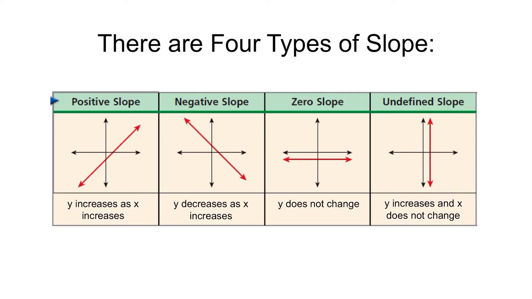If your graph is not changing, that means that it has 0 slope. That is because y does not change as x increases, and the graph of this line will be a horizontal line. If your graph is just going straight up and down, that is an undefined slope. That means that you have a vertical line as your graph because y is increasing and x does not change.